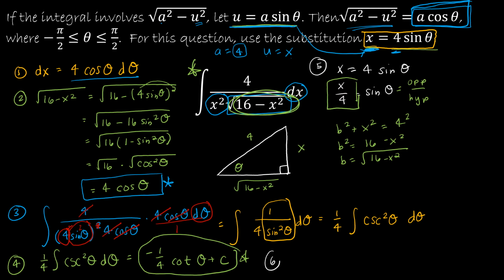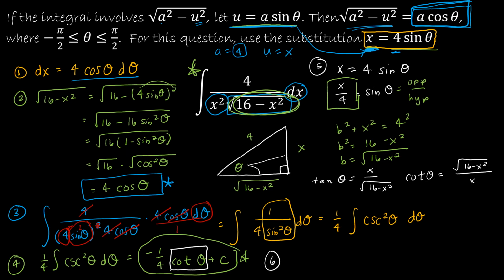And then step 6 is going to be to use your little triangle that you've just created to evaluate the cotangent of theta. So if we think about cotangent, we know that tangent of theta, based on this triangle, would be opposite over adjacent. So x over root 16 minus x squared. So that means cotangent of theta is the inverse, or the reciprocal: root 16 minus x squared over x.